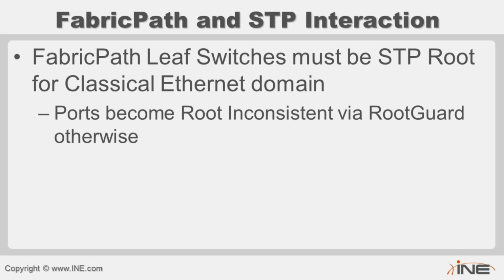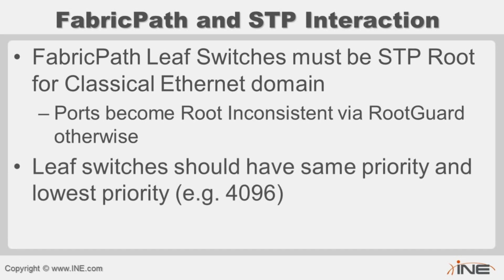To solve this problem, basically what we need to do is just go to the FabricPath leaf switches and make sure that they have the lowest priority for spanning tree. So typically we go to all the leafs and say, for all the VLANs that you're going to be using over FabricPath, they should have a priority of 4096, or technically you could set it to 0. So some low value that is going to guarantee that they are actually the root bridge of the spanning tree.